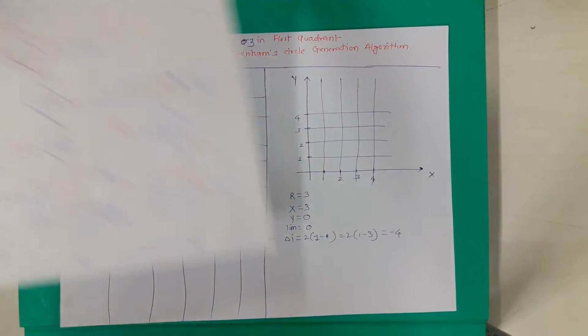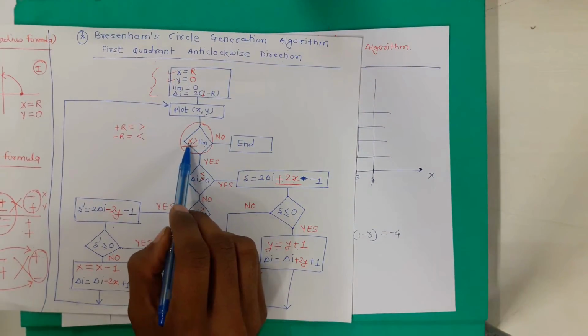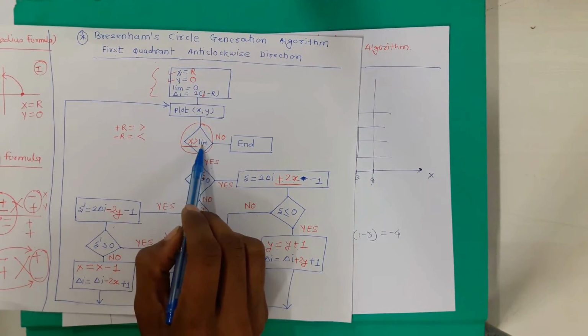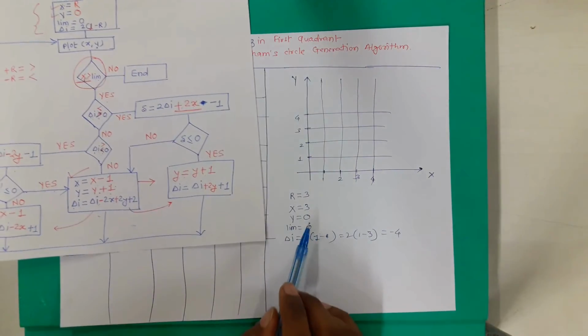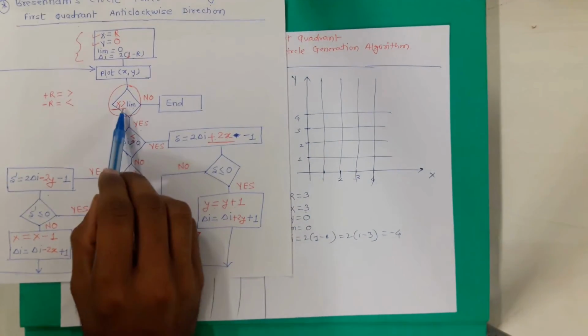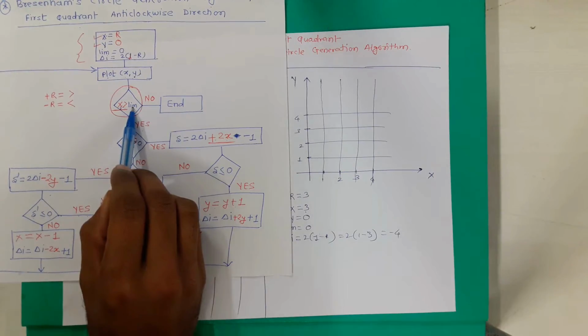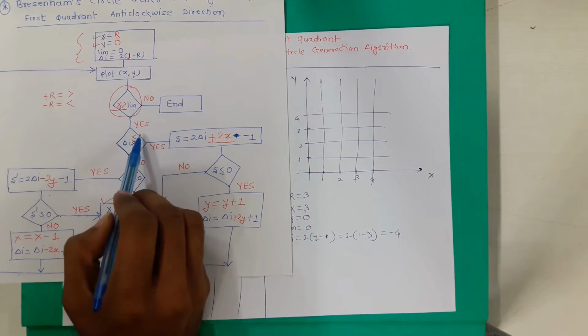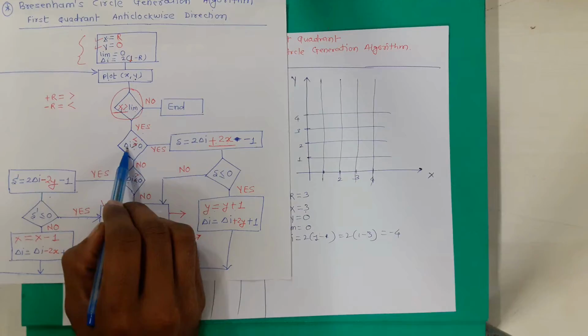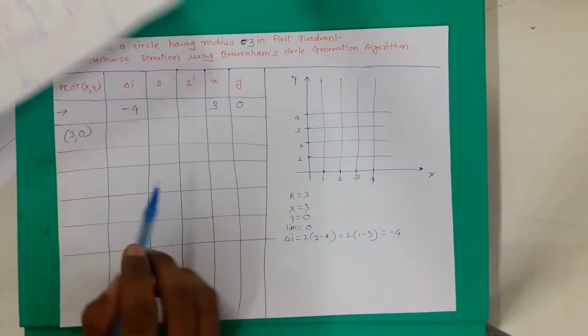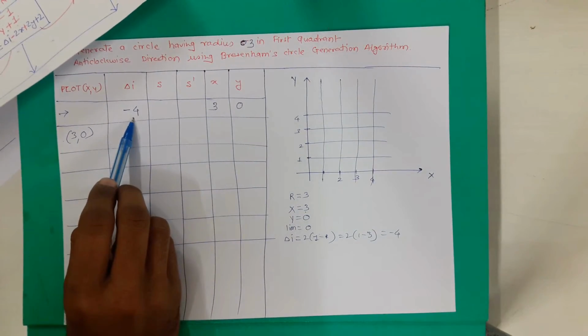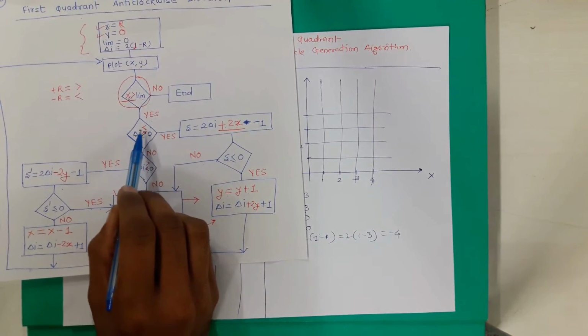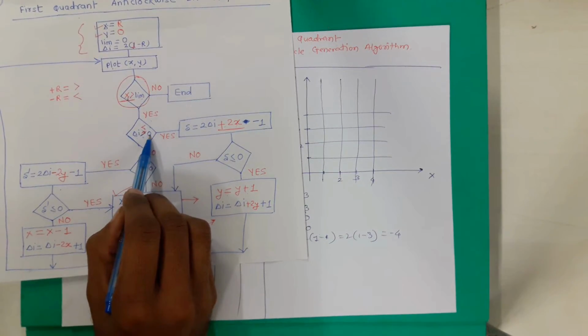Right. According to this, x is greater than limitation. Value of x is 3. Is it greater than 0, that is limitation? Yes. If yes, then check delta I is less than 0. Your delta I is minus 4. Minus 4 is less than 0. It is yes. Condition is true.